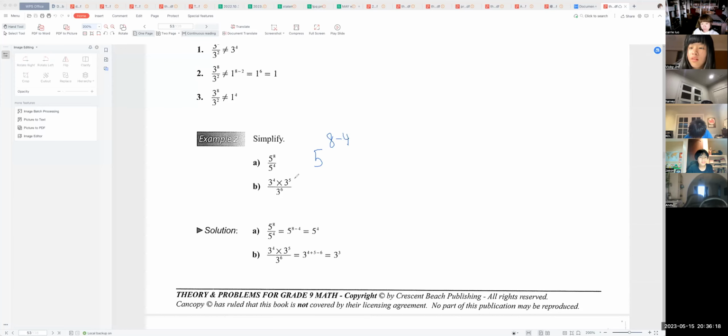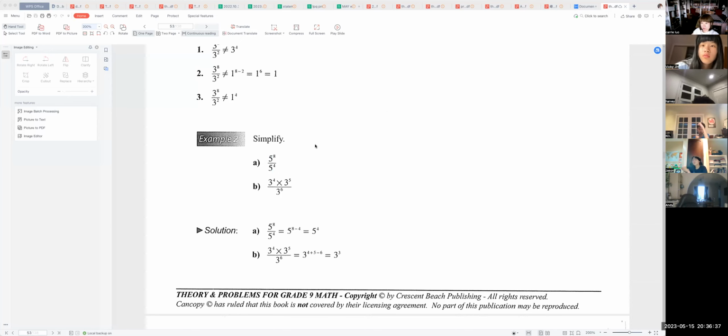So everybody, the most important thing is the base must be the same. If the base is not the same, you cannot do anything, okay? 3 to the power 4 plus 5 divided by 3 to the power 6 is 3 to the power 6. Everybody, the base must be the same.